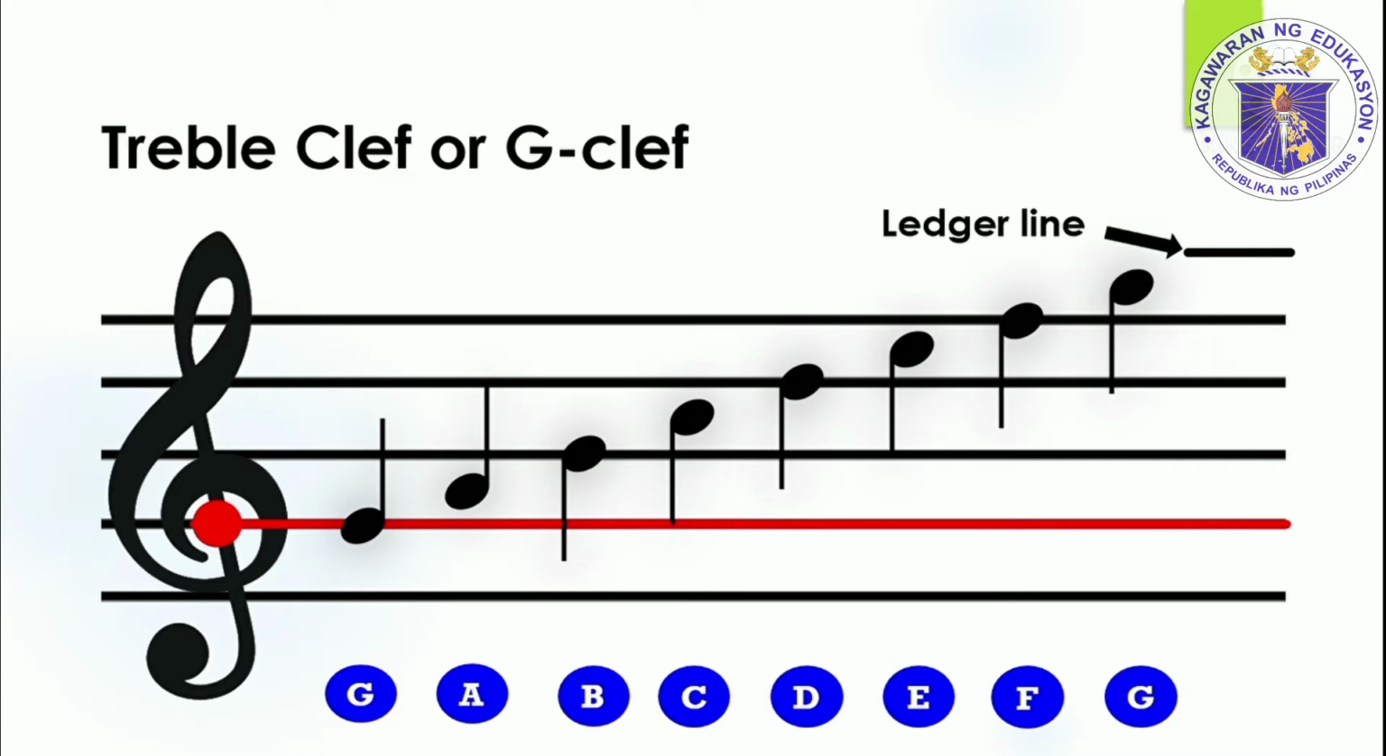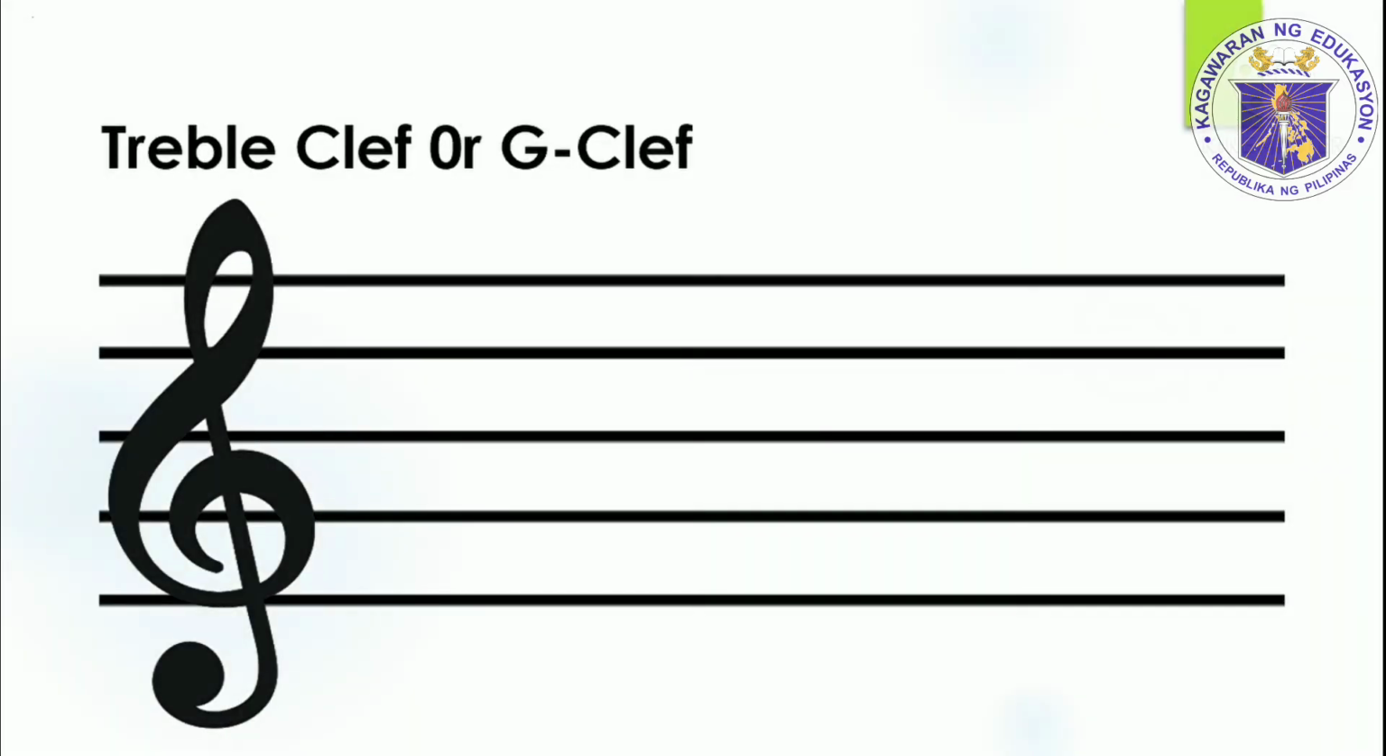Every line and space in a staff has its corresponding pitch name or letter name based on its musical clef. In treble clef, we use these letters. In order for us to remember these letters easily, we can refer to these acronyms.